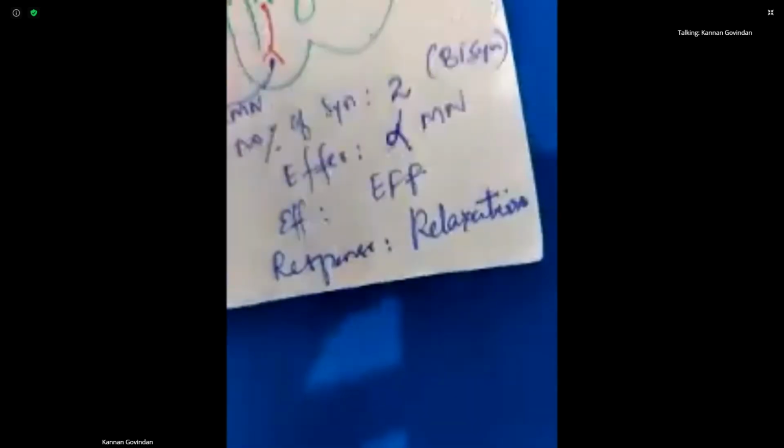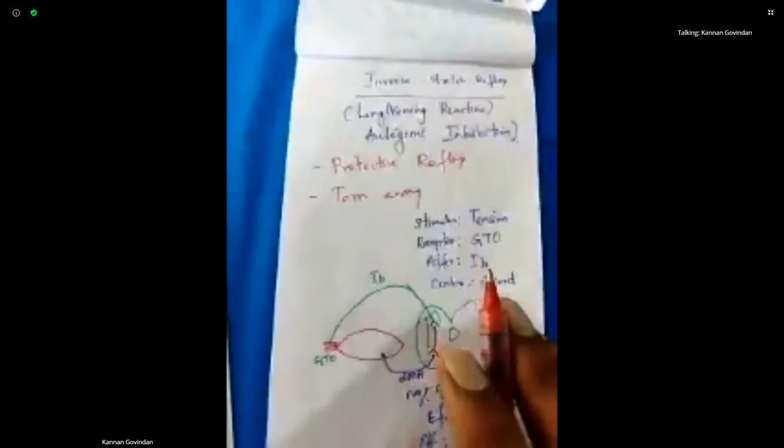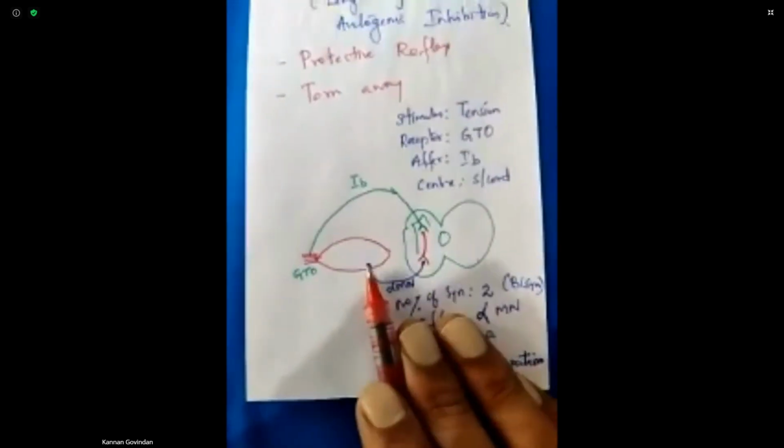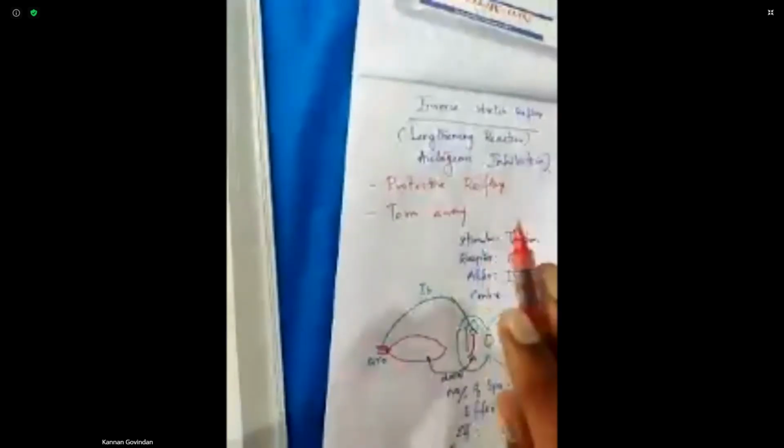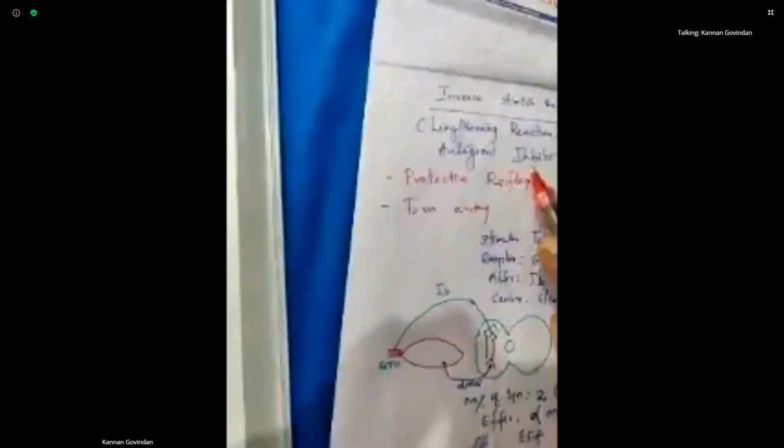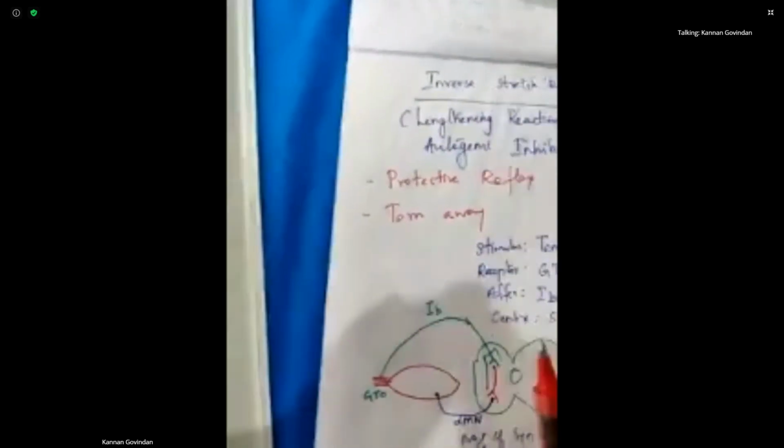Now coming to inverse stretch reflex. Whenever a muscle goes for strong, powerful contraction, there will be an increase in tension in the muscle. The muscle has the probability of being torn away. This is protected by the inverse stretch reflex, otherwise called autogenic inhibition or lengthening reflex. It is a protective reflex.